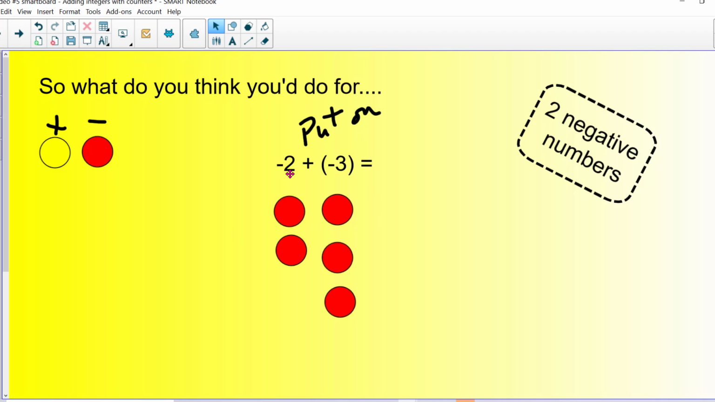So now we've done what the problem said, -2 plus -3. And what do we have as a result? Let's count. These are all negatives. And how many do we have?